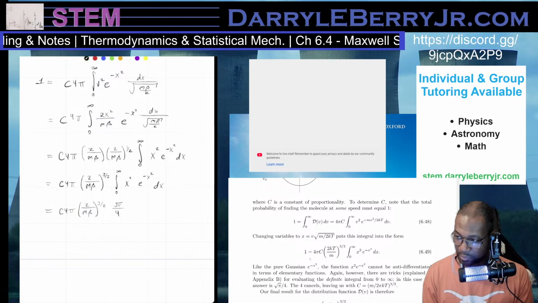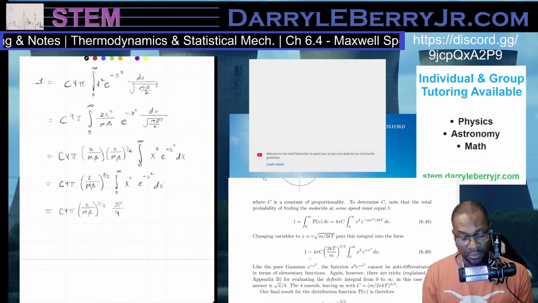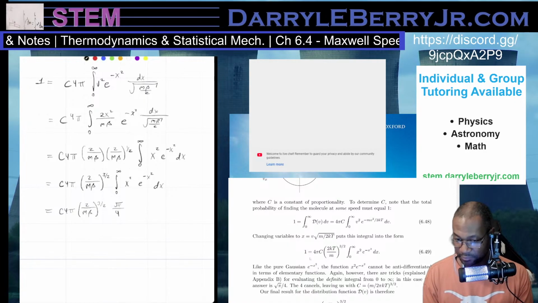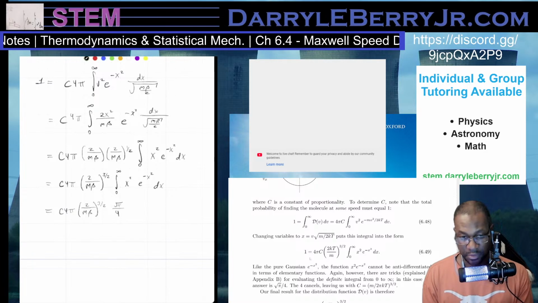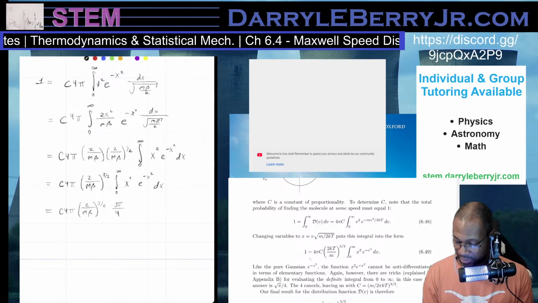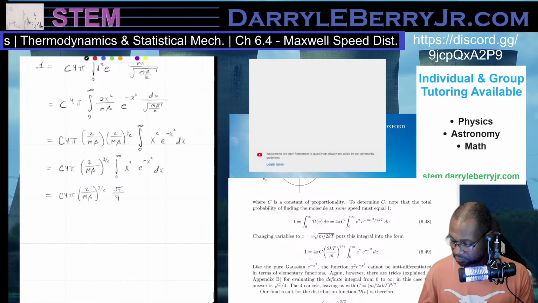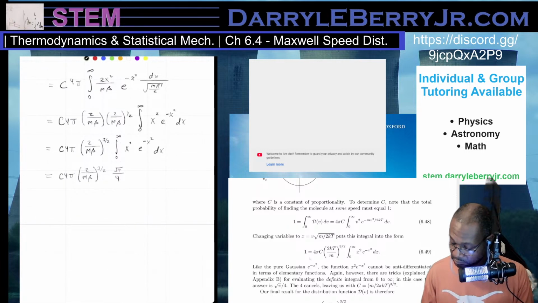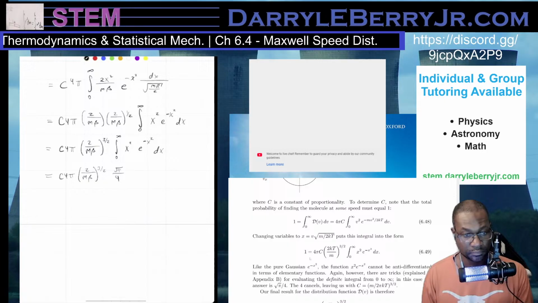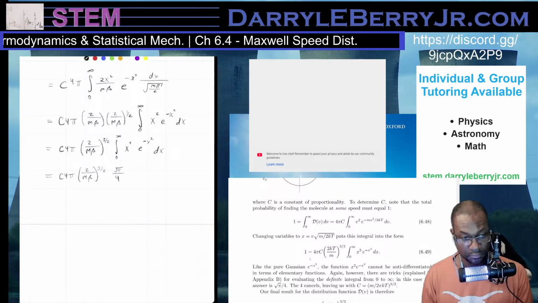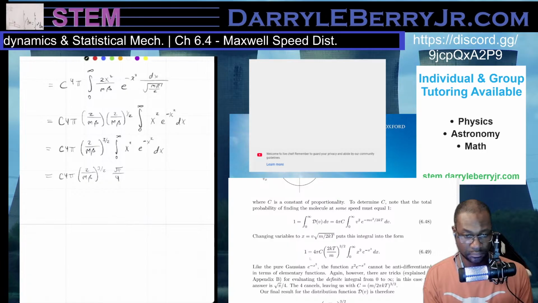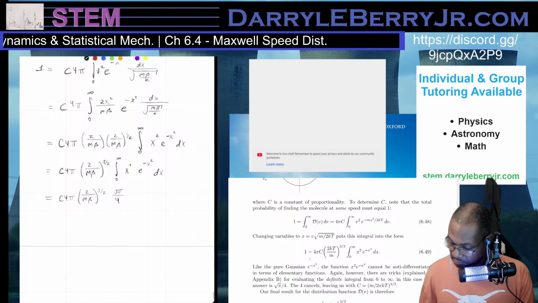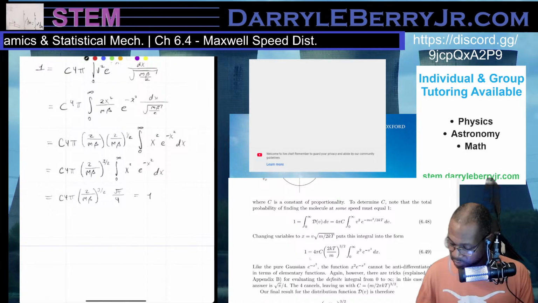So no x is square root of pi. 1x is square root of pi over 4. 2x squared is square root of pi over, 1x is square root of pi over 2, 2x square root of pi over 4, and so forth. Okay, so this all still equals 1.